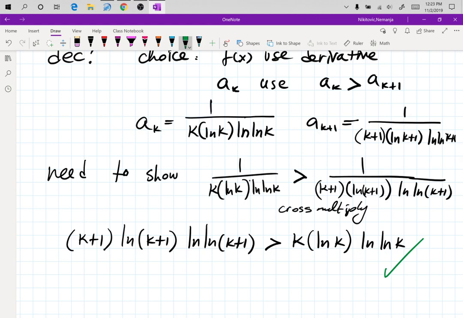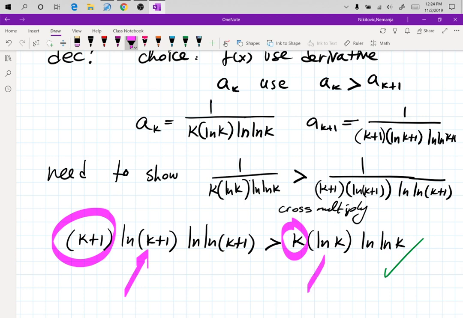Wait, shouldn't it be smaller? Like the next, k plus 1, one should be smaller, right? This term here is bigger than that one. And this term here is bigger than that one. And this term here is bigger than that one. So since all of these are bigger, when you multiply them, their product will be bigger than the other side. So it can't really decrease.